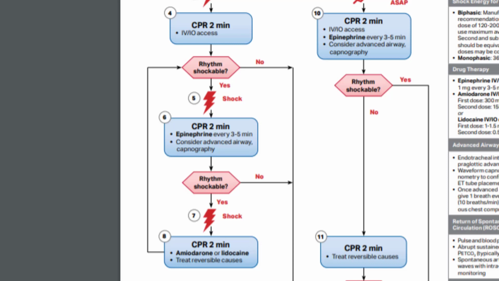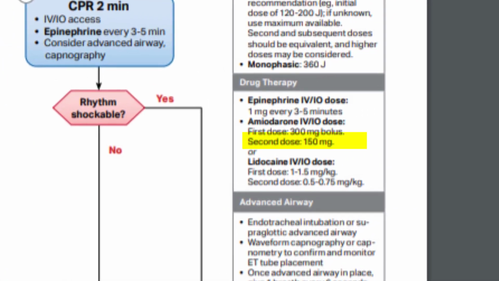Now, our second dose of amiodarone, if you'll look over here, is 150 milligrams. So 150 milligrams IV push. Our first dose was 300 milligrams IV push. After about 1 cycle of CPR or 2 cycles of CPR, then you can give that second dose of 150 milligrams.